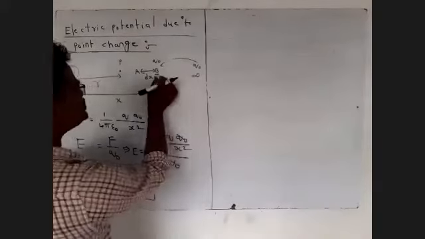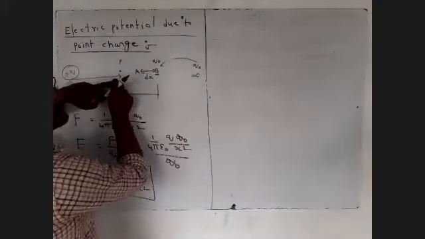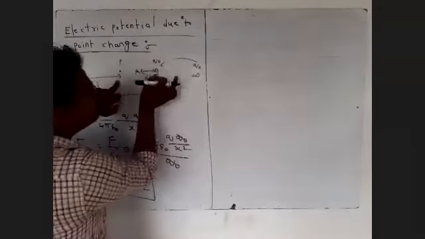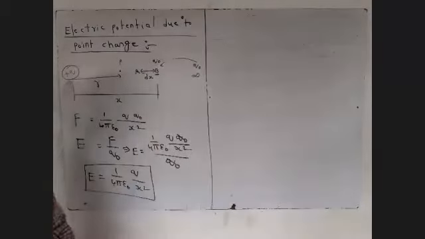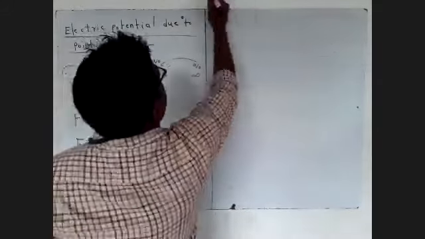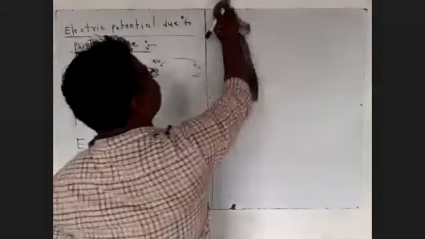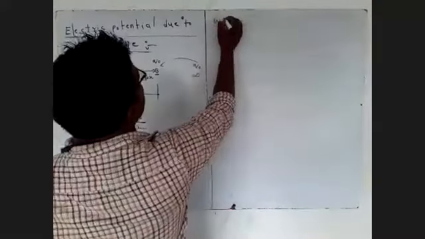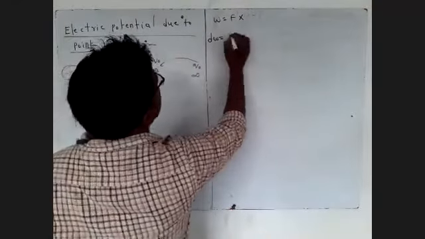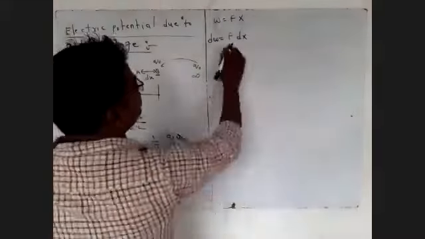Our concept is that the charge shifts from infinity to point P, and we have to find out the electric potential at this point. But my charge is shifting from B to A, so we have to find the small work done. Work done is equal to force into displacement, so the small work done is dW equal to dF into dx, that is dW equal to F into dx.